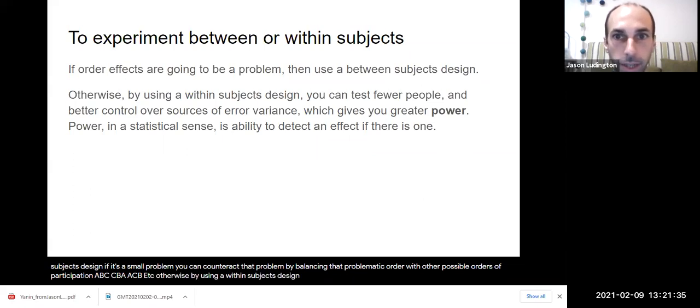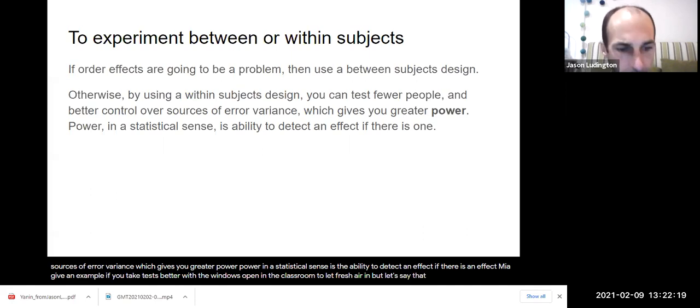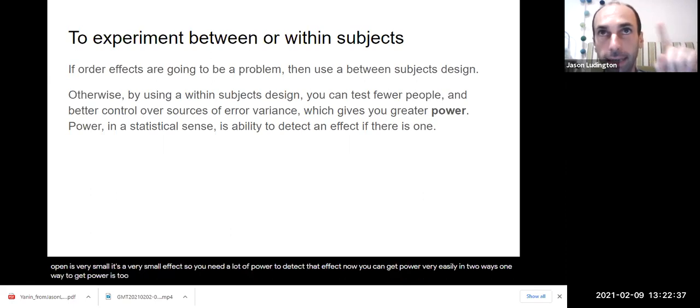Otherwise, by using a within subjects design, you can test fewer people and you can better control other sources of error variance, which gives you greater power. Power in a statistical sense is the ability to detect an effect if there is an effect. Let me give an example. If you take tests better with the windows open in the classroom to let fresh air in, but let's say that the effect of windows open is very small. It's a very small effect. So you need a lot of power to detect that effect. Now you can get power very easily in 2 ways. One way to get power is to test a lot of people.